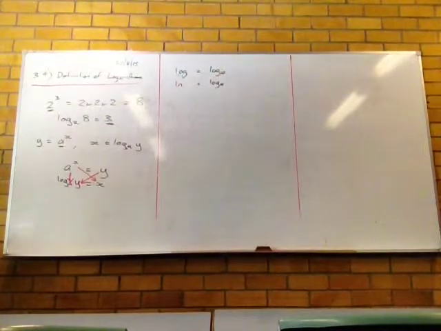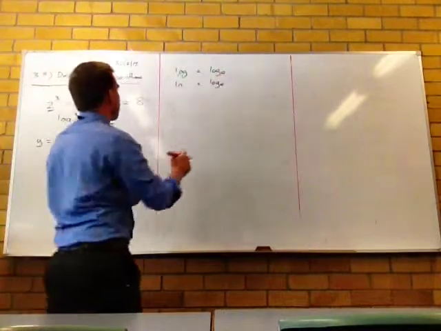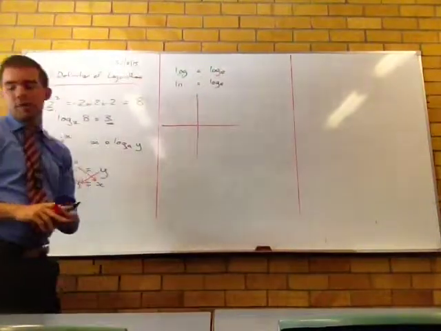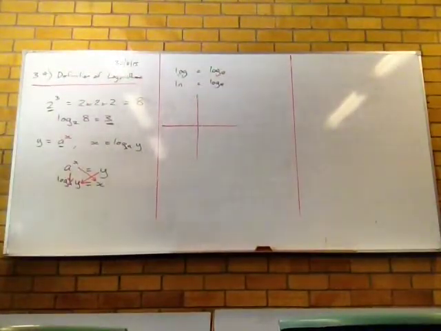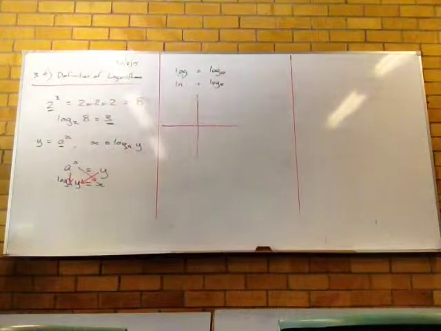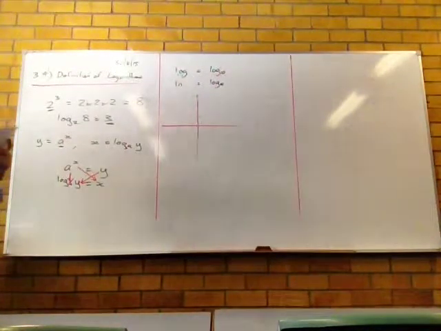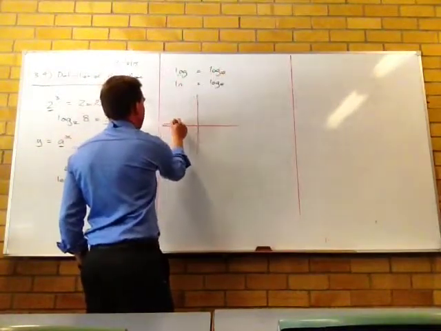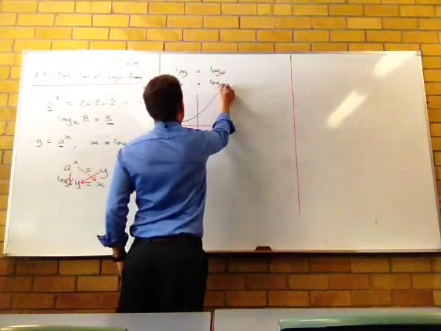Another feature you need to know. In the previous couple of lessons we've looked at the graph of an exponential, so y equals a to the x. So y equals a to the power of x. We had some curve come out of that.